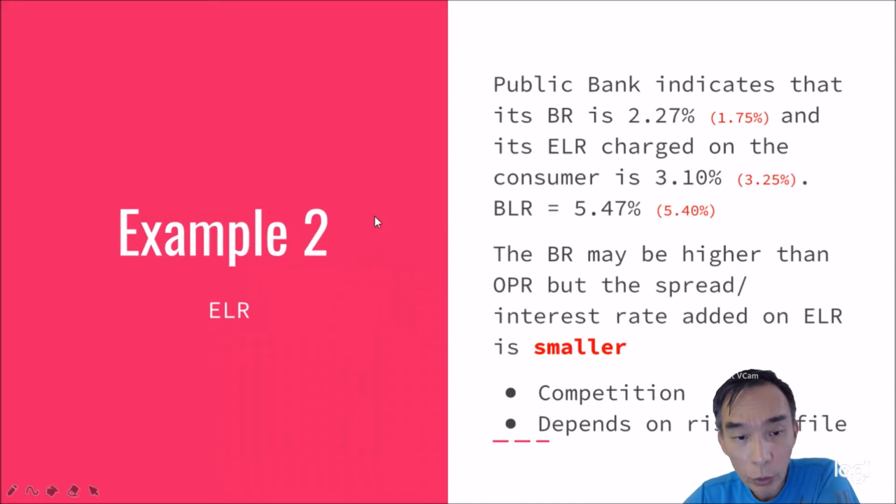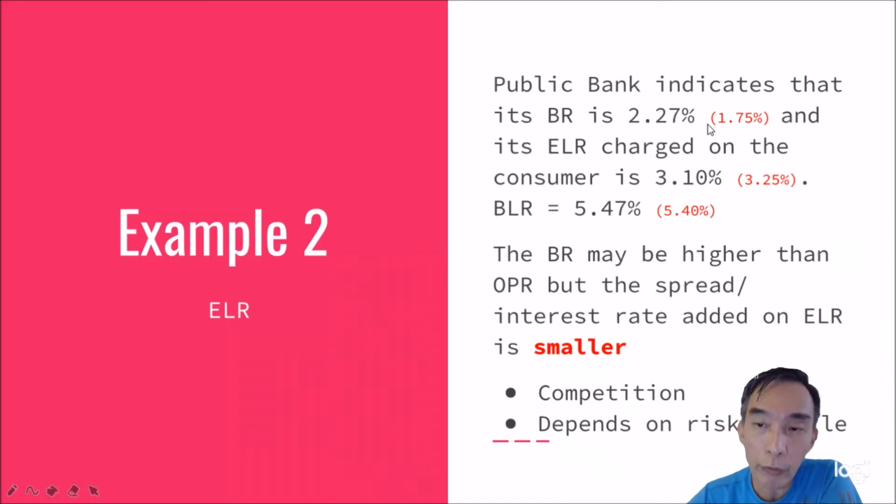So let's say we go to example 2. Public Bank indicates that the BR is 2.27, although the Maybank one is 1.75, and the effective lending rate charged to the consumer is 3.1. But when you see the Public Bank one compared to the Maybank 3.25, actually Public Bank's effective lending rate is 3.1, lower than Maybank's.